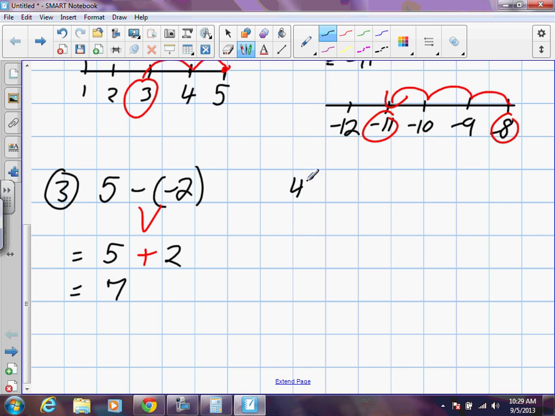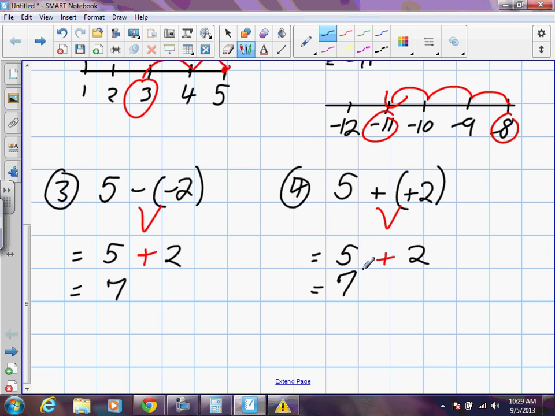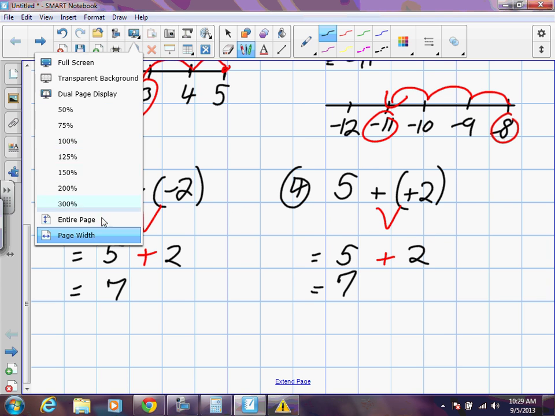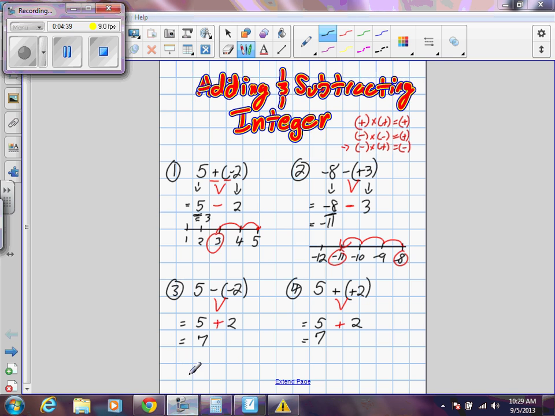Then I'm going to do another question. Let's say we have 5 plus positive 2. Same idea, 2 operations. How can we simplify the 2 positive signs? Essentially, these 2 questions, though written very differently, are asking the exact same thing. They're both asking us for 5 plus 2, and we end up with 7 in that one. That's pretty much every different example we need to know for adding and subtracting it.